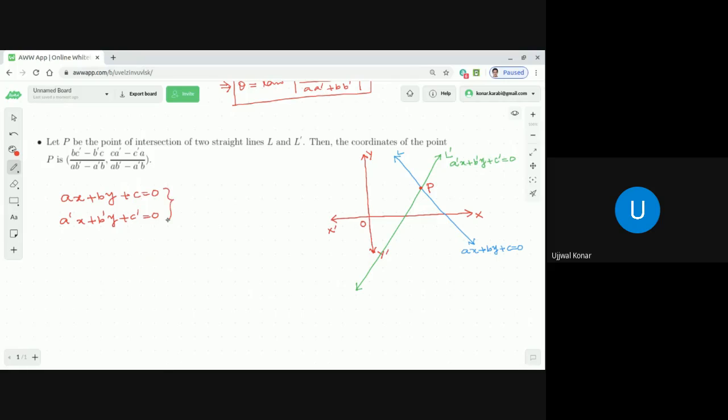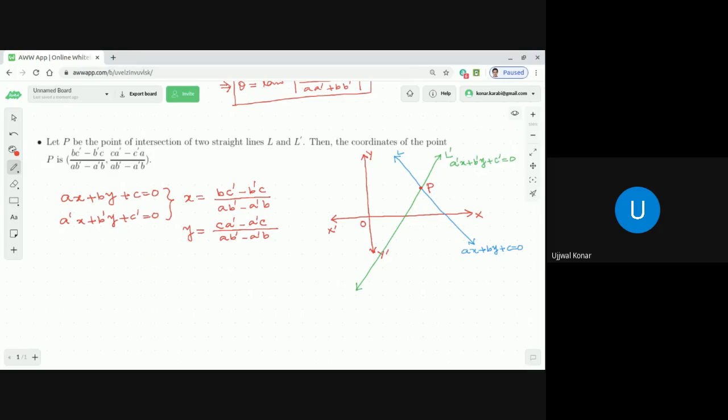And if you just solve it using the methods you have learned in your earlier classes, either substitution, cancellation or the graphical method, whatever you can do, you will find the value of x is equal to (b into c dash minus b dash into c) divided by (a into b dash minus a dash into b), and the value of y you are going to get is (c into a dash minus a dash into c) divided by (a into b dash minus a dash into b).